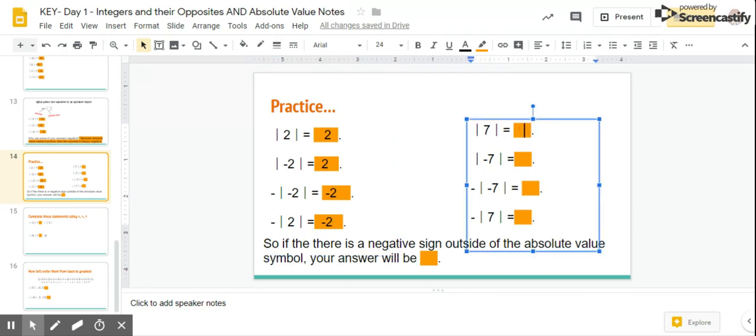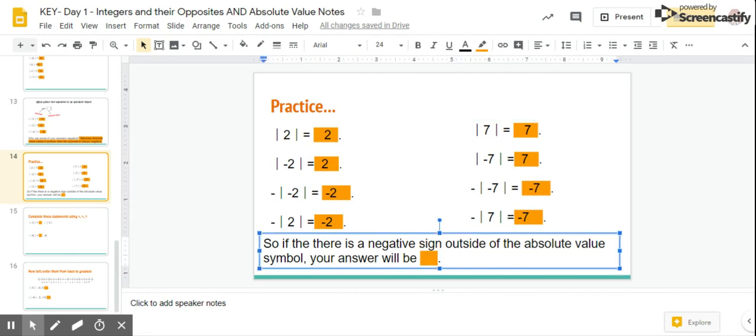Same kind of thing over here. Absolute value of 7 is 7. Absolute value of negative 7 is 7. The opposite of the absolute value of negative 7 is negative 7. The negative 7 becomes positive, and then the opposite of that is negative 7. The opposite of positive 7 is negative 7. In the absolute value bars becomes positive, and the opposite of that is negative. So if there's a negative sign outside of the absolute value symbols, your answer will always be negative. Okay, because remember, inside becomes positive, and then the opposite of that will always become negative.